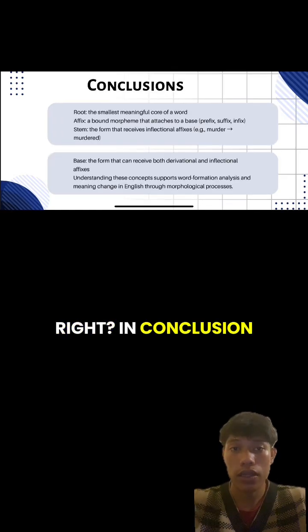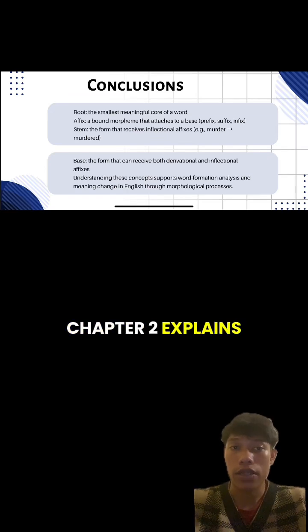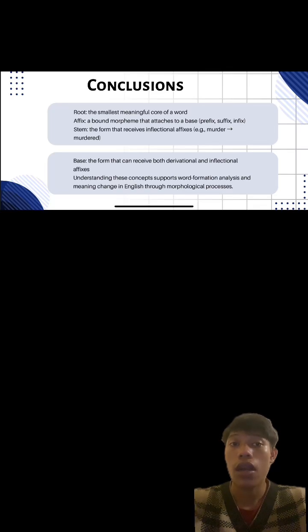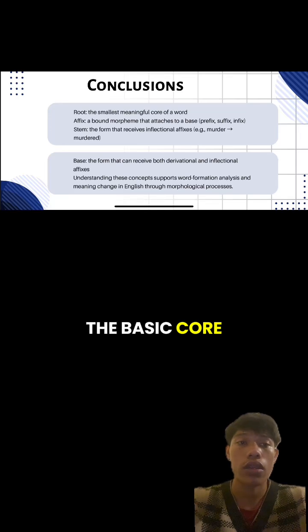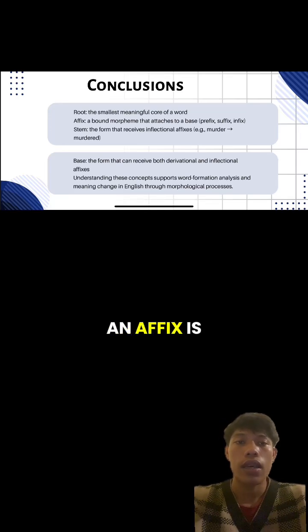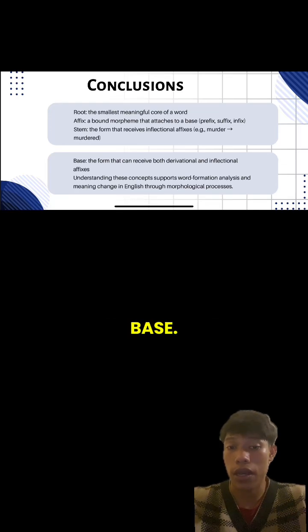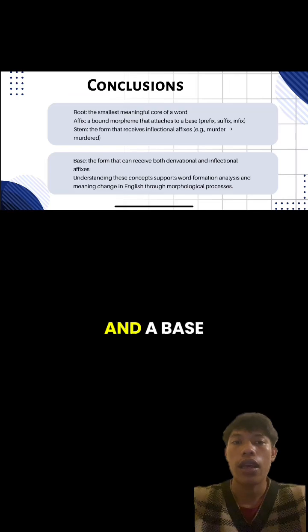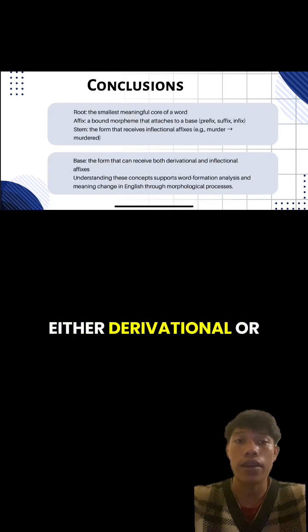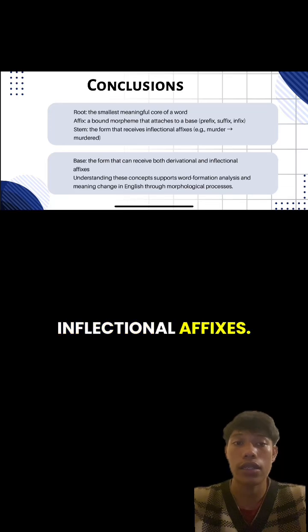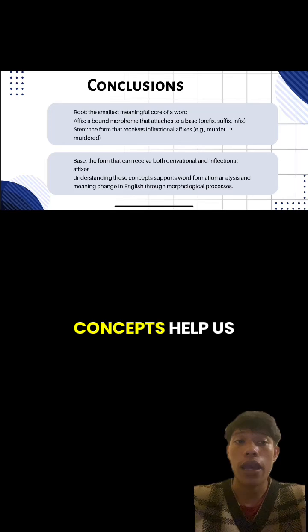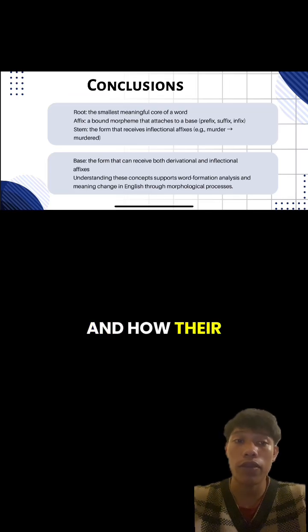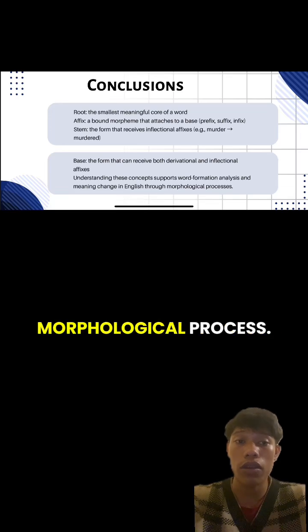Right, in conclusion, chapter 2 explains four important types of morphemes. A root is the basic core of a word. An affix is a bound morpheme attached to a base. A stem is a form that receives inflectional morphology, and a base is any form that can receive either derivational or inflectional affixes. So understanding these concepts helps us analyze how English words are formed and how their meanings change through morphological processes.